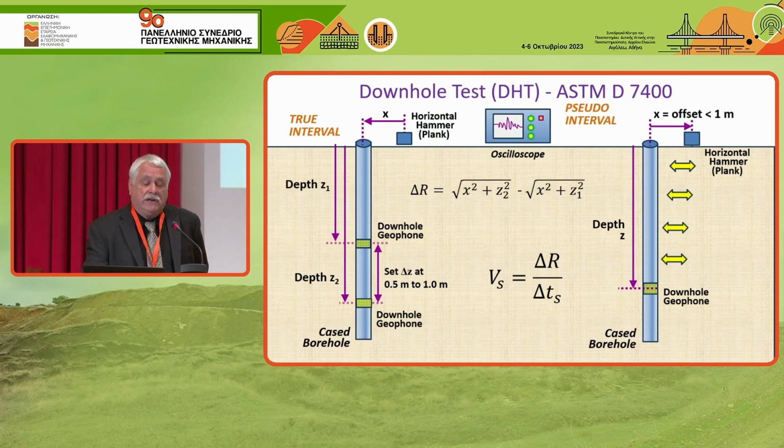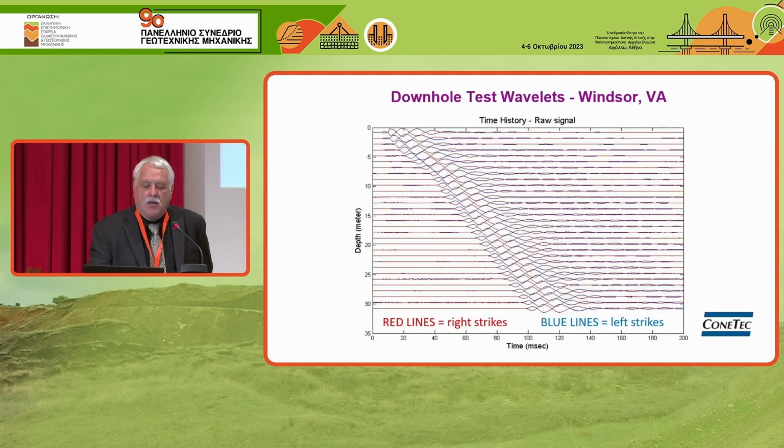On the left side, it's true interval, where we use 2 sets of elevations of geophones. On the right-hand side, we just have 1 elevation of geophones, maybe a biaxial geophone, and we look at the increment from 1 depth to the next, typically 1 meter depths. And here's a set where we have paired left and right strikes. The red strikes are shown by red lines. The blue lines are shown for the left strikes. And we can pick off either the first arrival or the first crossover. And we do that incrementally at 1 meter depth intervals.